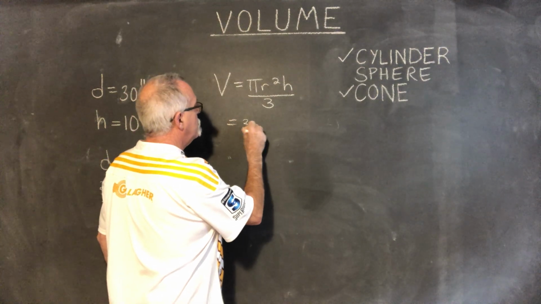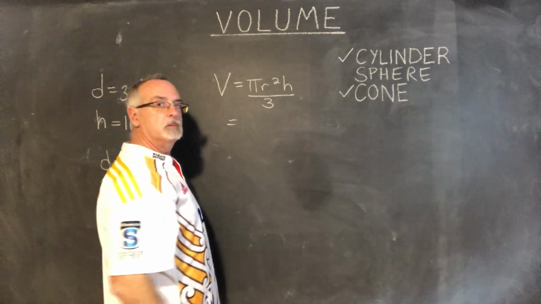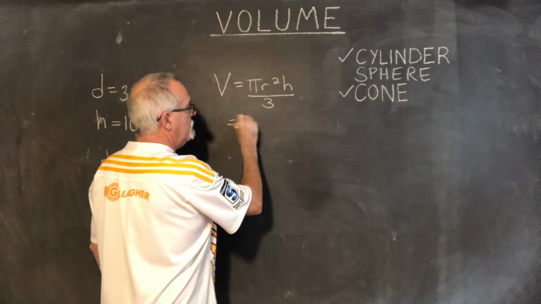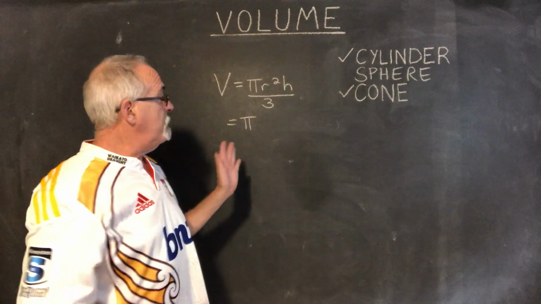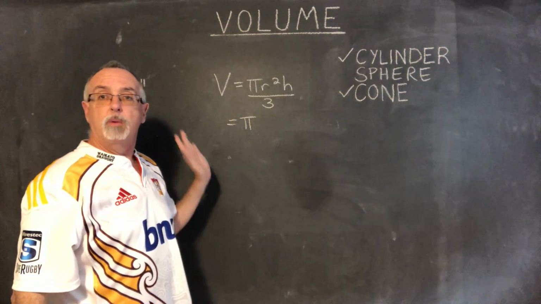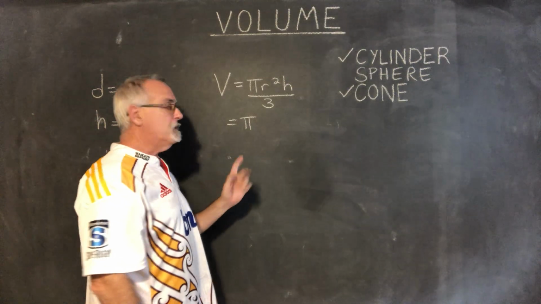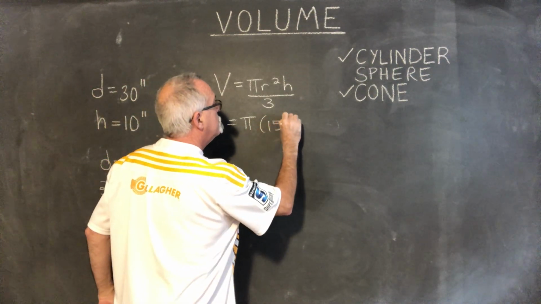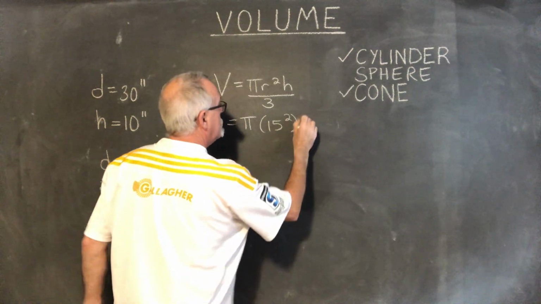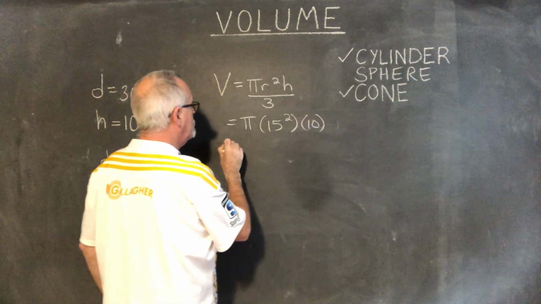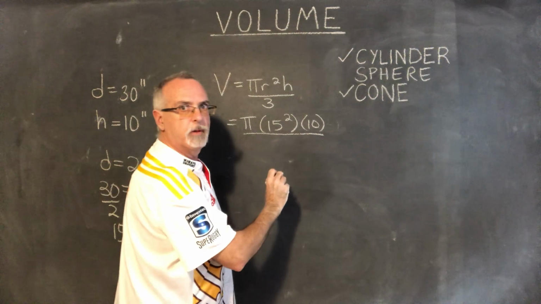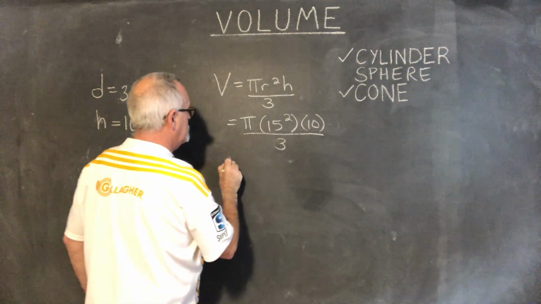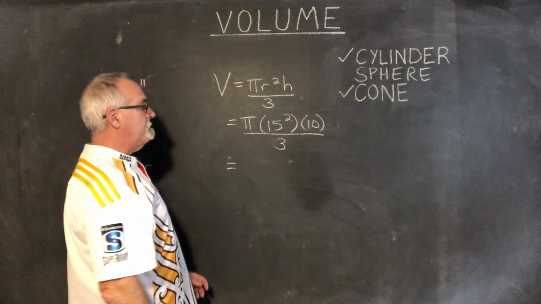Equals, actually, no, I'm going to show you something else. Equals pi. Pi is a number. We don't have to turn it into 3.14, not right away, we don't have to. And I kind of like doing this too. Pi times r squared, which is 15 squared, times the height, which is 10. I still have to divide by 3. Don't want to make that mistake. Wouldn't be the first time I've made that mistake.